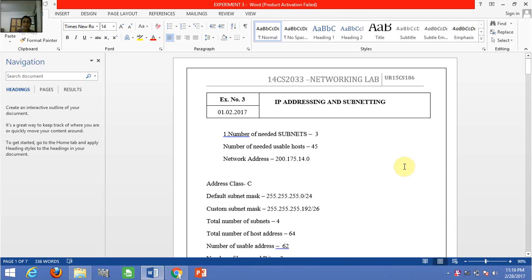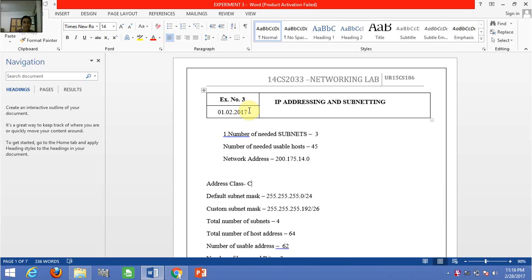So first of all, let me tell you what an IP address is. An IP address is basically a numerical label which is assigned to each and every device on a network. The main function of an IP address is for local addressing and another one is for host identification.